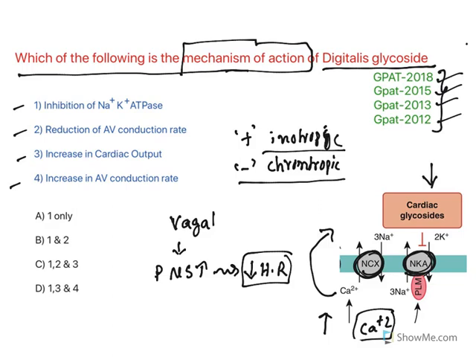This is advantageous because negative chronotropy means reducing heart rate, which occurs because of parasympathetic nervous system activation. This reduces oxygen demand. Now look at the options.